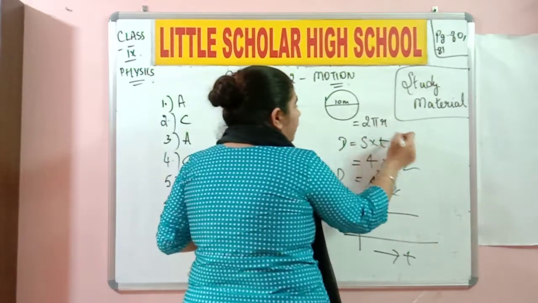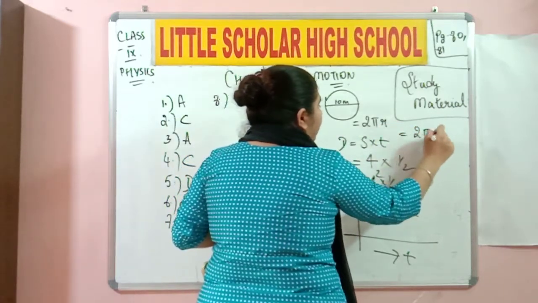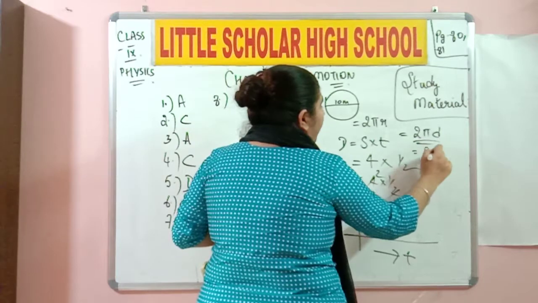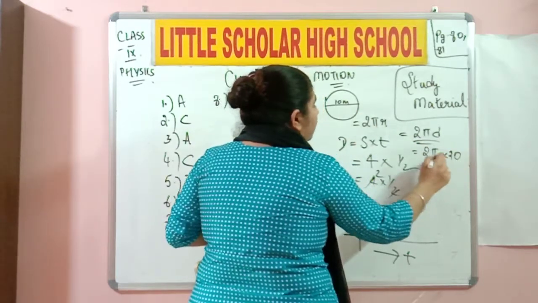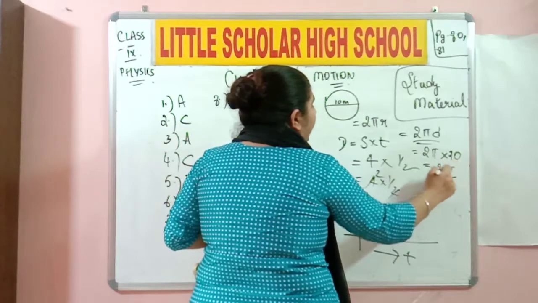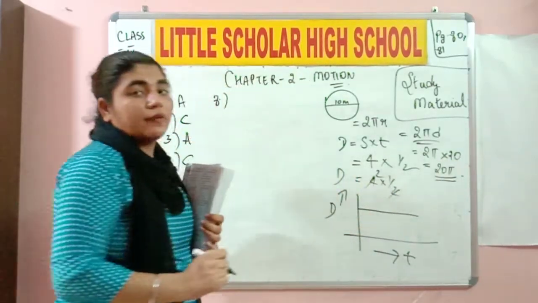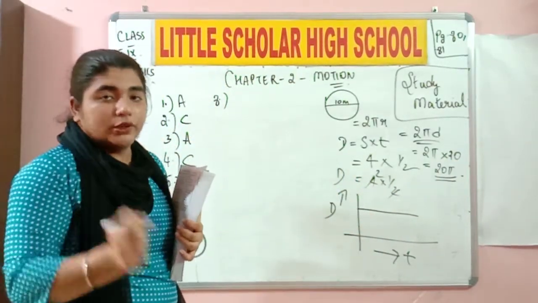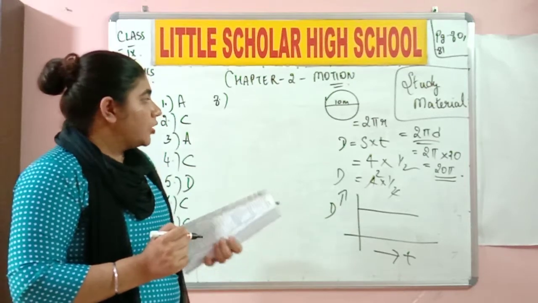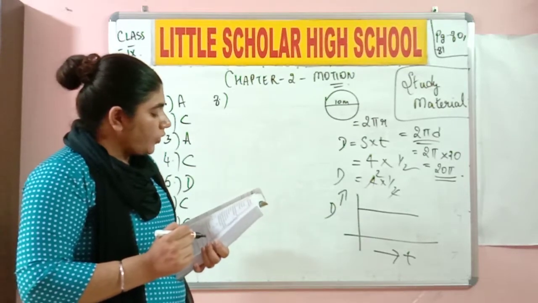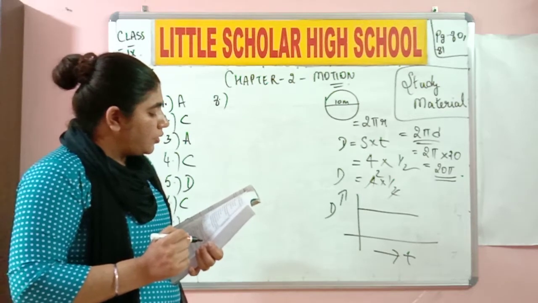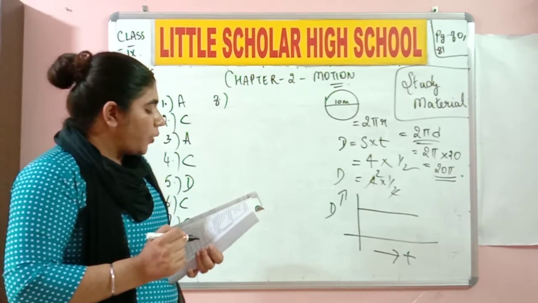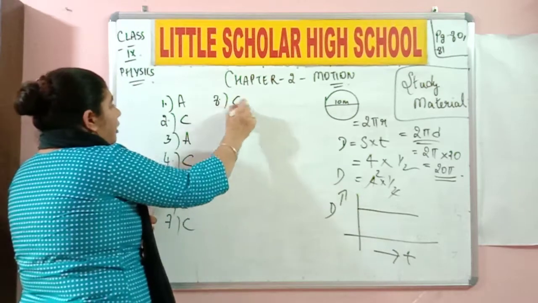So r will be replaced with 2 pi d. That is the formula. So 2 pi into the diameter given over here is 10. So 10 into 2 is 20. That's 20 pi. Okay, that's the distance covered by the body for 2 revolutions. Okay with everybody? Fine. The eighth one is going to be C, which is 20 pi.